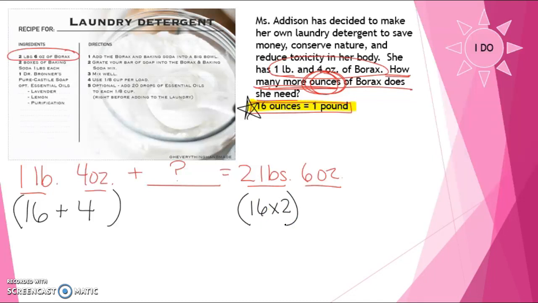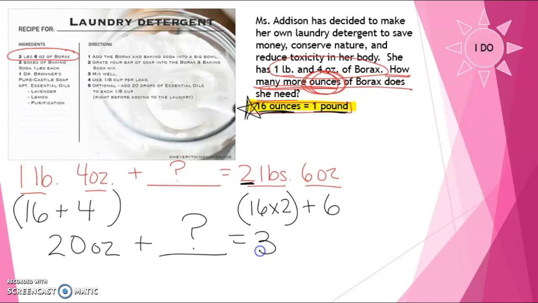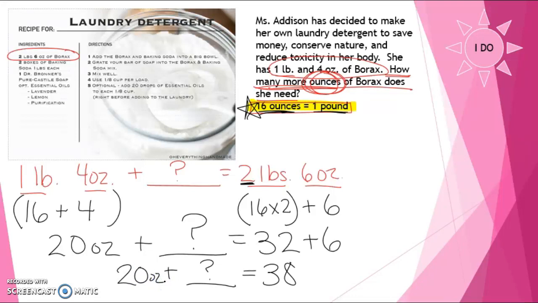How did you do that, Miss Addison? 16 ounces equals 1 pound. So 16 times 2 will tell me how many ounces are in 2 pounds. 16 times 2, and then I can add the other 6 ounces. So here I'll have 20 ounces. Now I have plus some unknown number should equal, well, what is 16 times 2? It is 32. And 32 plus 6 is 38. So here is the equation I have for my problem.